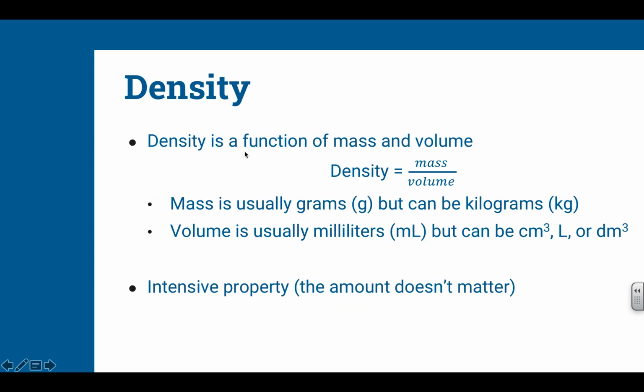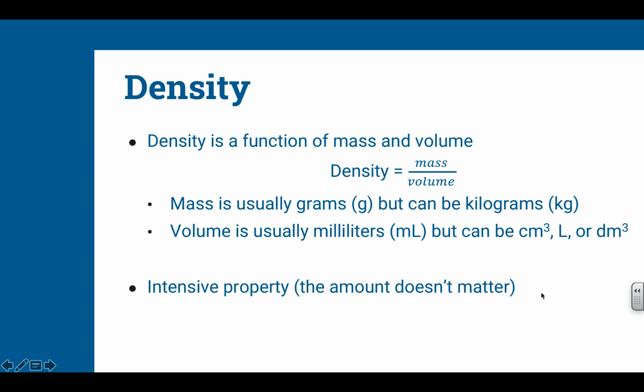So density is mass divided by volume, and in your experiment, these will be your independent and dependent variables. We will pick them in a second, but these will be your variables right here. Your goal is to be able to calculate the density. Mass is usually grams, but can be kilograms. Volume is usually milliliters, but it can be centimeters cubed, which is the same as milliliters, or it could be liters, or decimeters cubed, which is the same as liters.